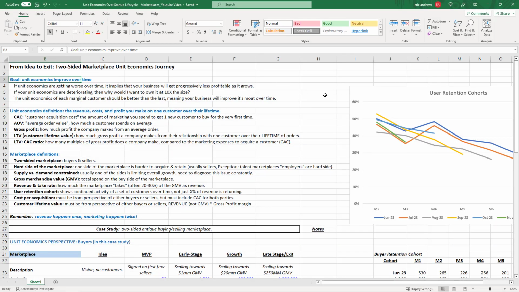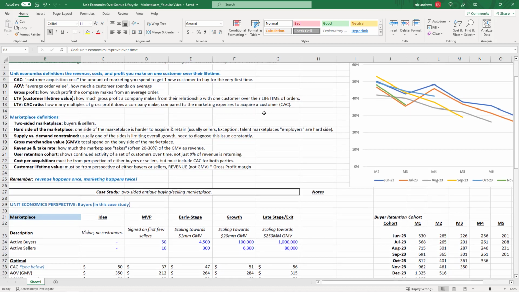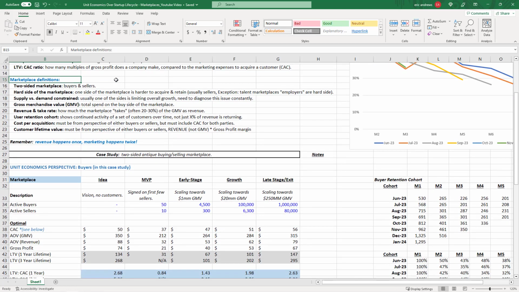In this video, we're going to quickly cover what unit economics are and how you want your unit economics to evolve over time as any startup, and what that means. Then we're going to talk a little bit about marketplaces and some of the specific metrics that have to do with two-sided marketplaces, because they're a very unique and complicated business model.